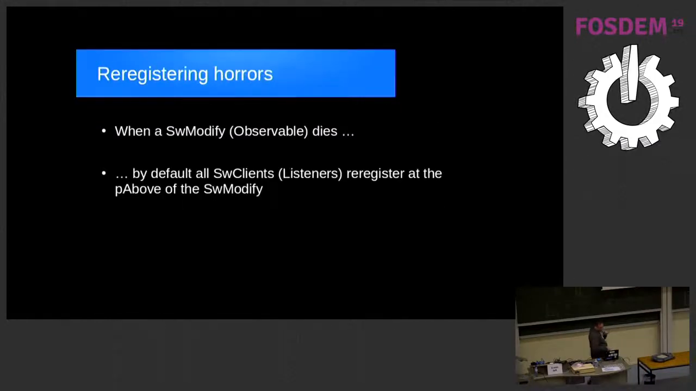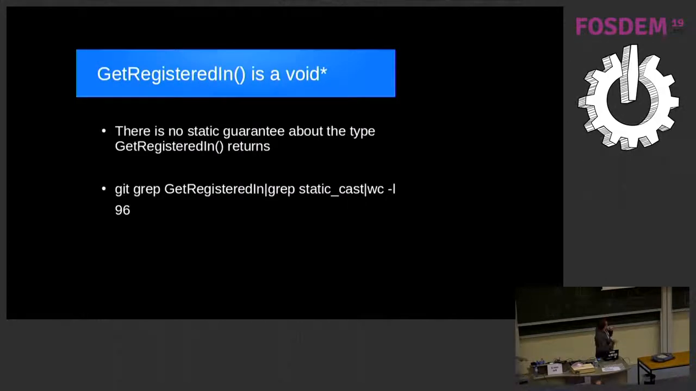And they re-register at something else, and also you usually have a void pointer to the Modify, which then doesn't really point to what you expect it to point to. So this might lead to very, very horrible bugs, which we don't want. And you can see that, for example, this assumption that the thing you're pointing to with a void pointer is the type that you once registered to still happens 96 times in Writer.